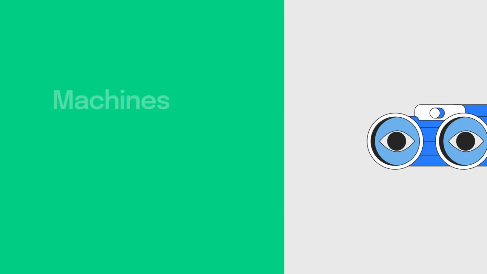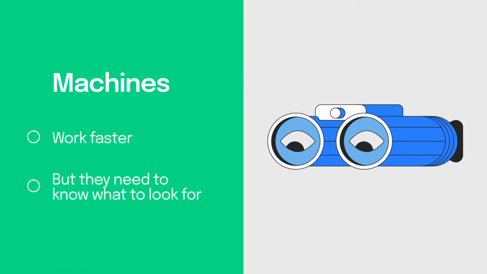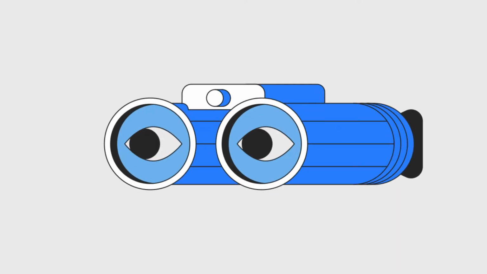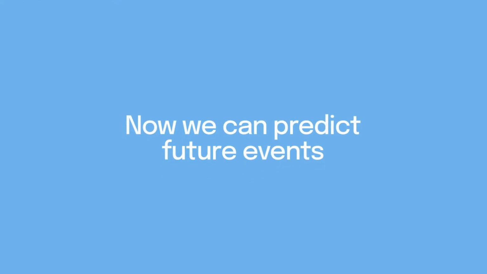In our car example, machines can inherently do this work faster, but they need to know what to look for and where to find these patterns, and this is where it becomes an art. Then through trial and error, you'll be able to identify the commonalities of these cars incredibly quickly. Once this trial and error is refined, you can eventually predict future events at scale.